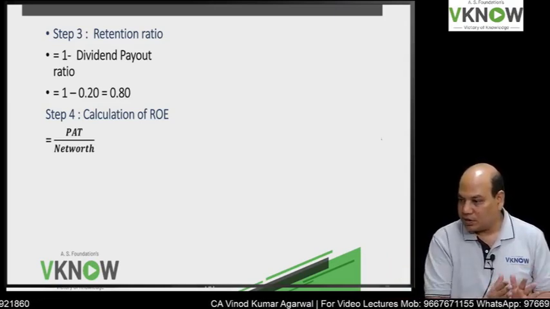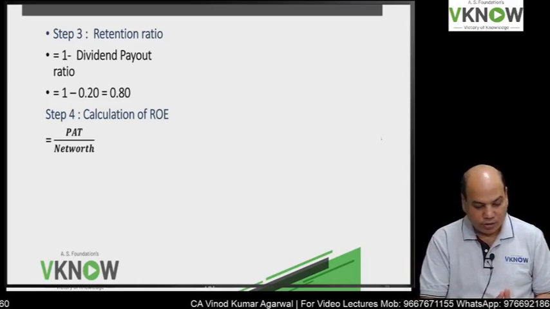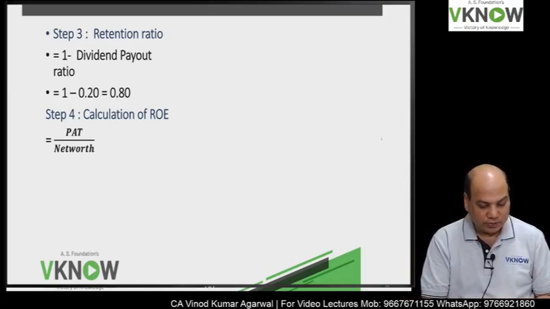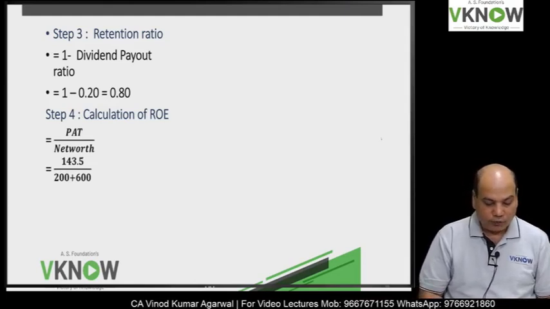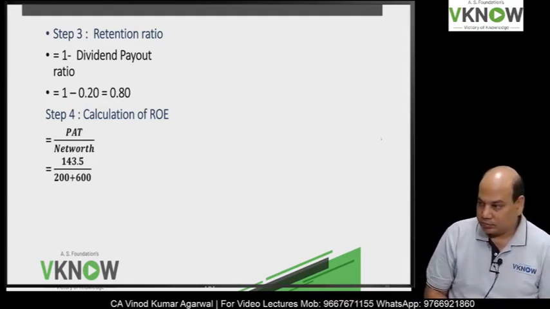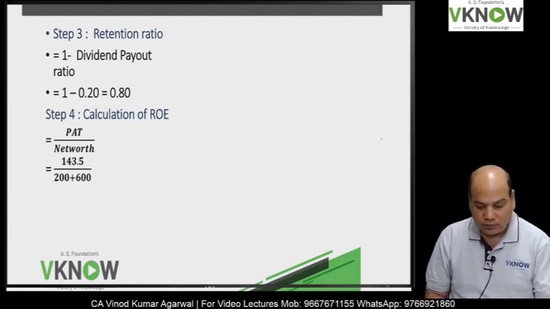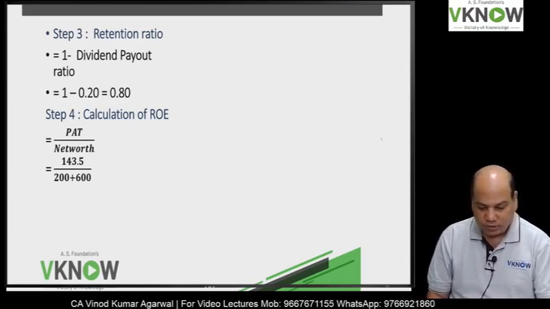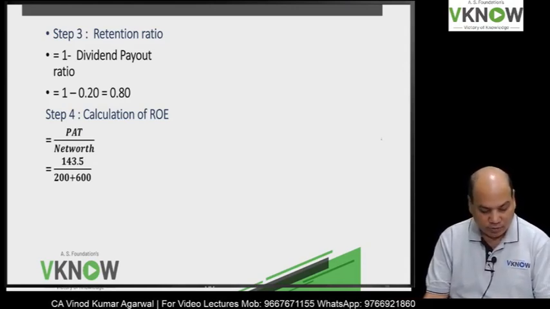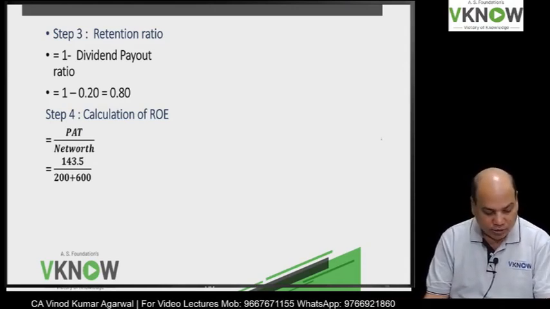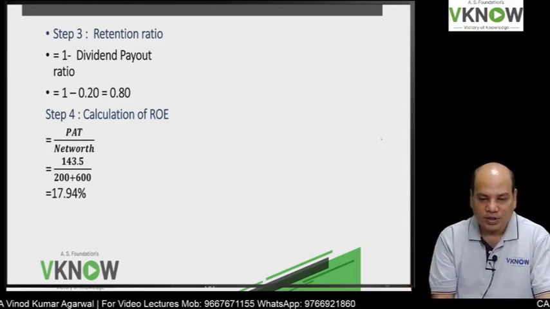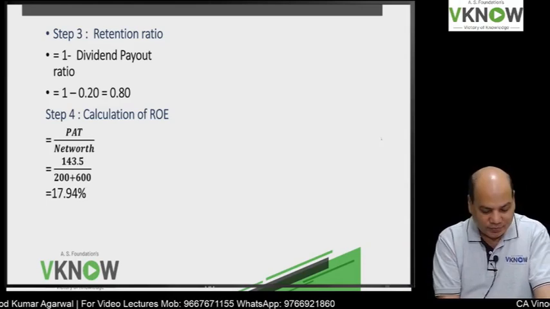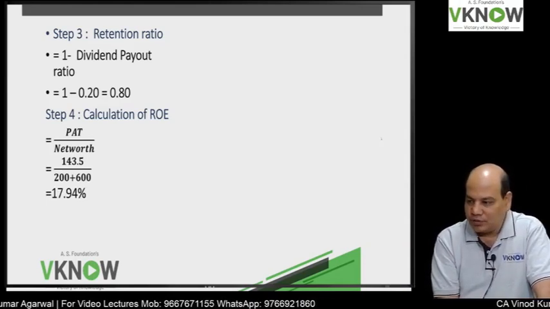PAT from the previous table. Net worth means share capital plus reserve. So PAT was 143.5. Share capital plus reserve, 200 plus 600, is 800. Multiply by 100. So Prachi Kothari has given the answer 17.94%. You are right. Kothari ji is right. Okay.